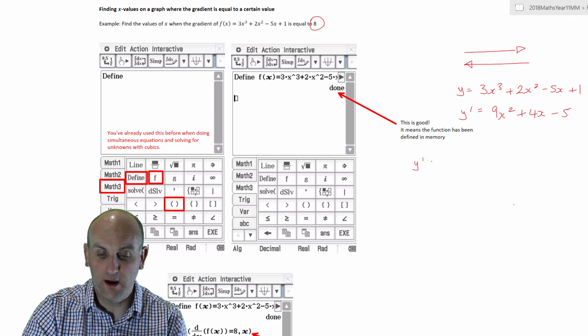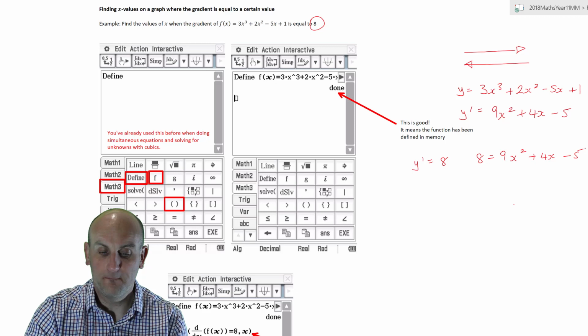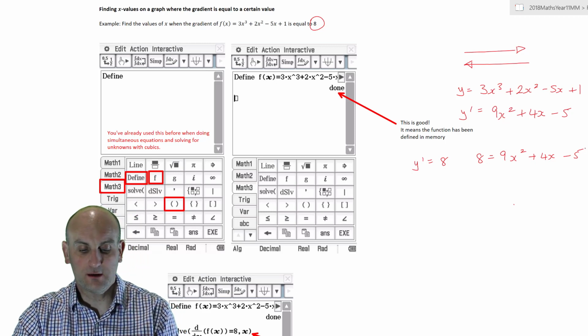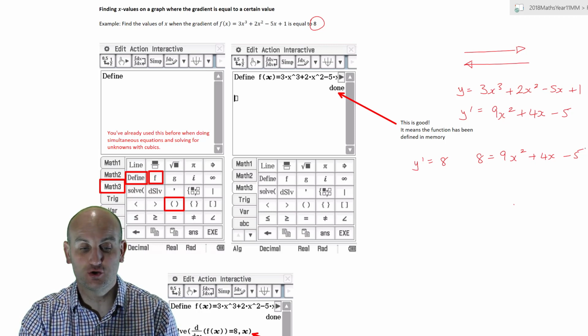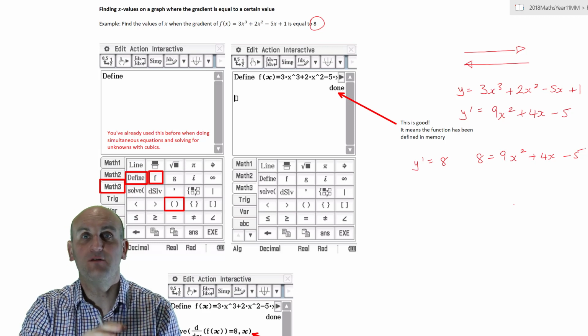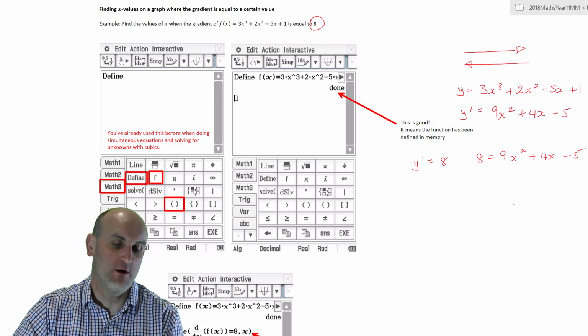And because I know that y dashed is the gradient, then I'm looking to solve the equation 8 equals 9x squared plus 4x minus 5. Now your CAS can do all sorts of stuff, and I particularly like the define function. It makes life a lot easier for me. It allows the calculator to store a function. Then I don't have to keep typing it in over and over again.